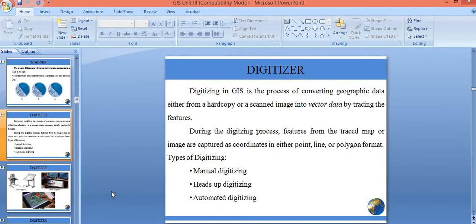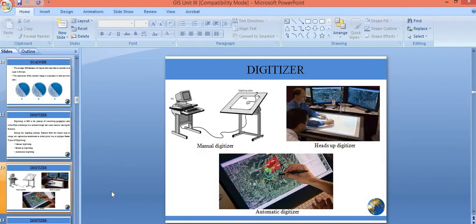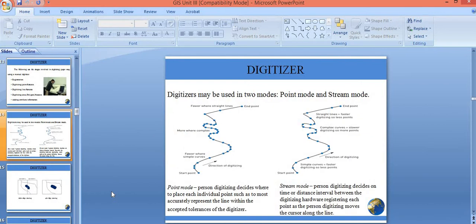About digitizing, I already told you that whatever you have on paper, you can digitize by using a pointer-like device. Once you digitize it, it will be recorded in the form of a vector file. There are different types of digitizing available: manual digitizing, heads-up digitizing, and automated digitizing.